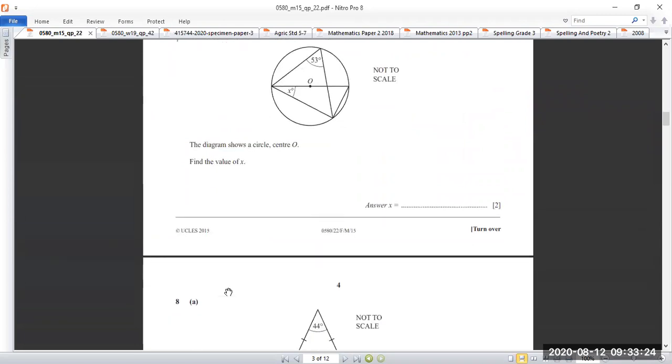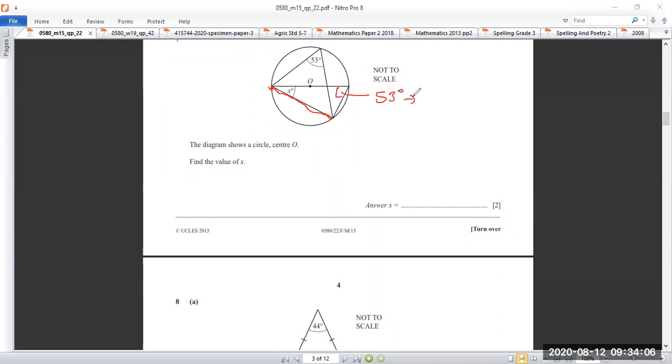Let's go to number 7. Number 7, we have a circle. These are circle properties. We have a circle there with center O. So O is the center. So straight away, we can begin to make out a lot of arguments. If this is O and this is a common chord, this angle and this angle are the same because they are subtended by the same chord.